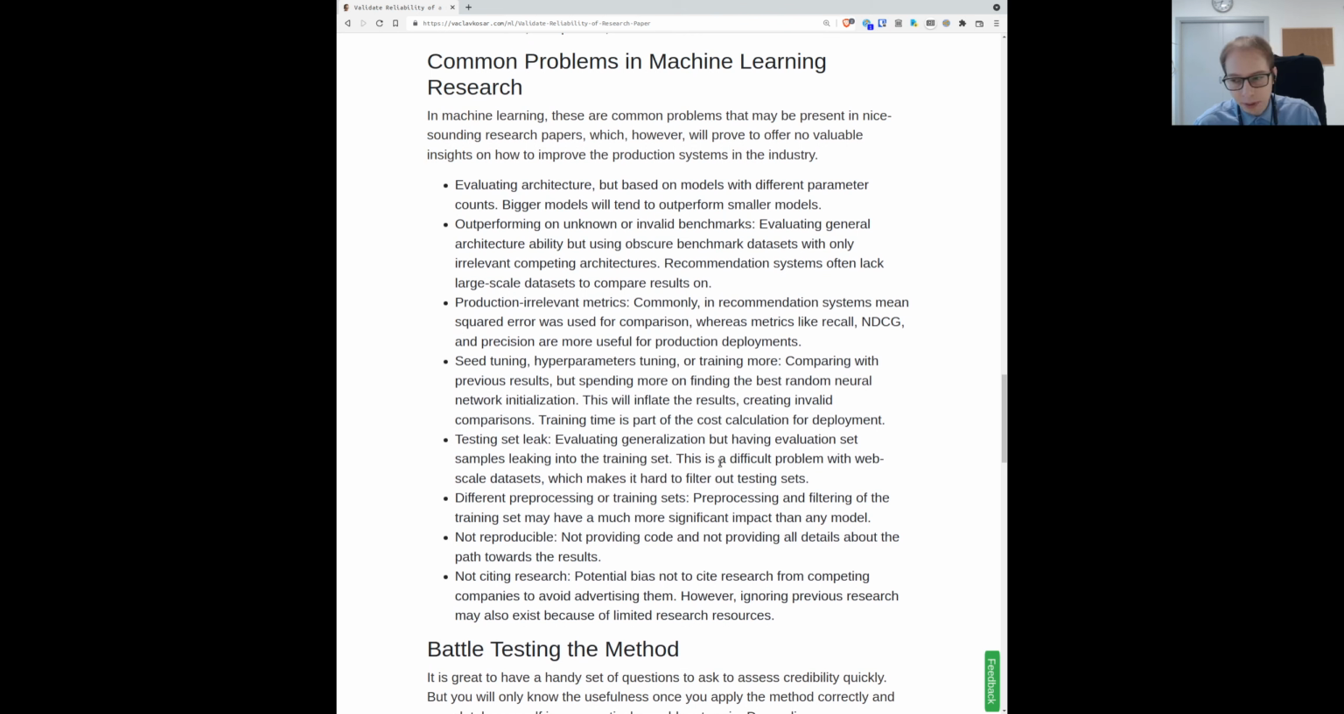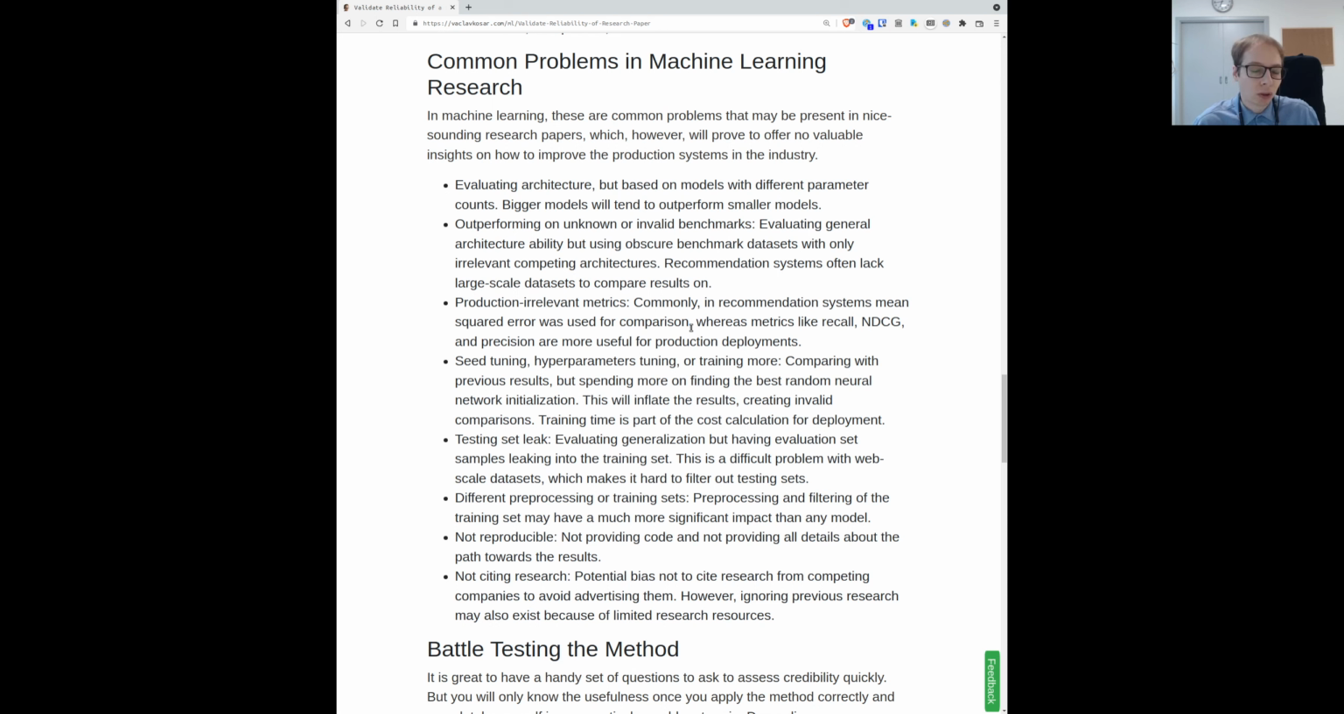So what are the common problems in machine learning that we are interested in the most? Often, what we want from the research is something that will stand the test of time, and the test of usefulness in the industry in the long term. And so there are many common problems in machine learning research papers. For example, we could be evaluating architecture, but based on models with different parameter count. If you have a much bigger model, it's much likelier that it will outperform just because of the more parameters and not because of the architecture.